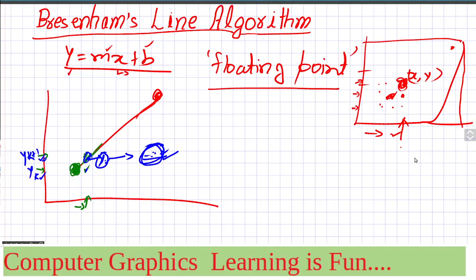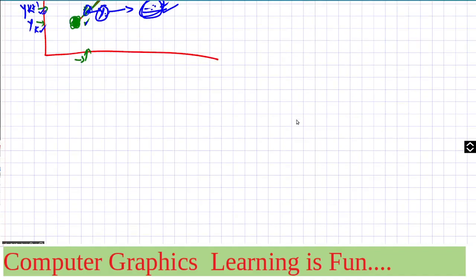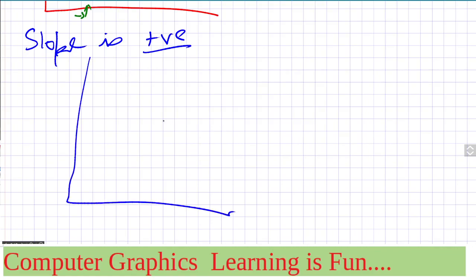So let us consider what is the slope. First of all, we will start as we did in DDA. We will think that the slope is positive. Okay, slope is positive. If the slope is positive, what does it mean? The line is going from below to up in positive direction. Also, wait a minute, let me keep the slope less than 1.